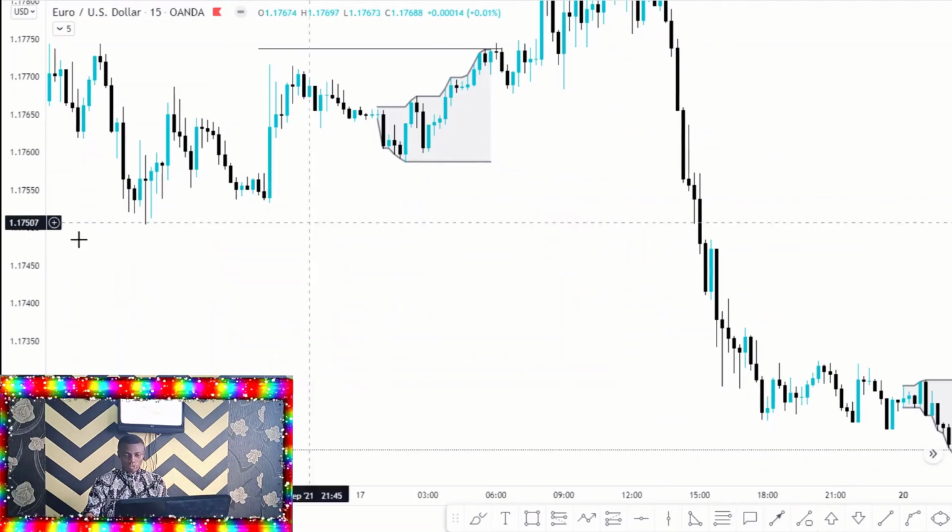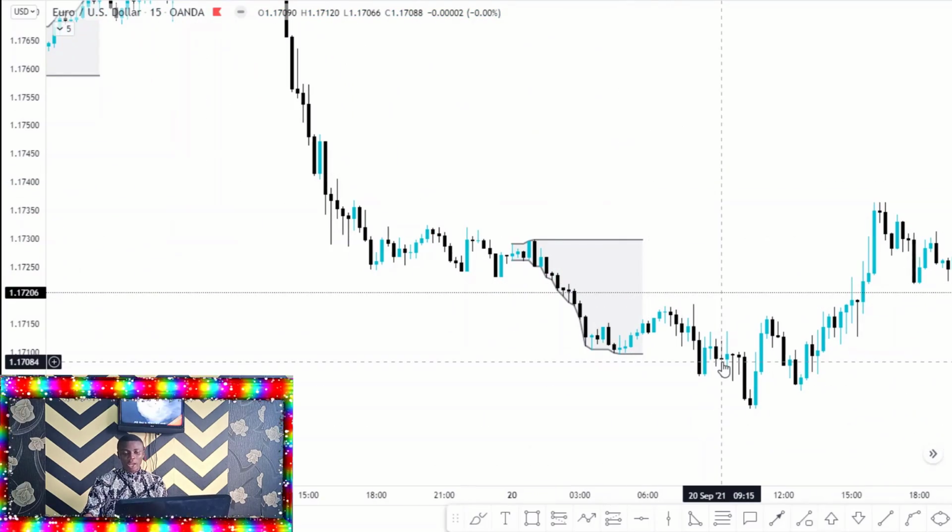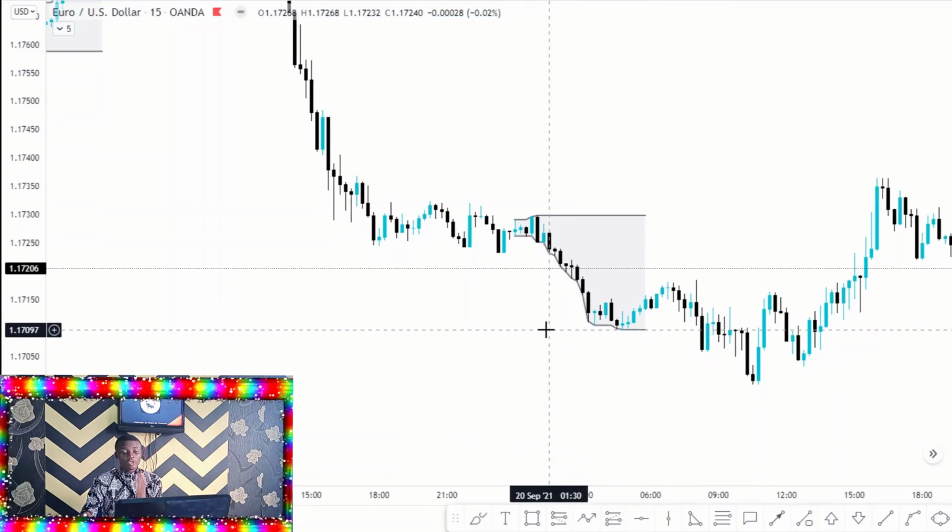All right, so I'm going to show you another example. The easiest way, you can actually draw the Asian ranges yourself, but to make it very simple and very clean, you can use this indicator.